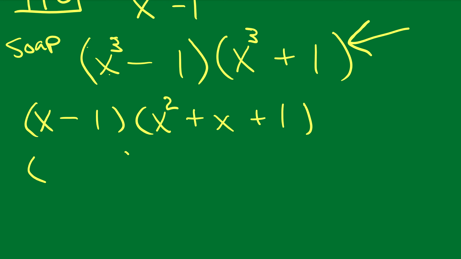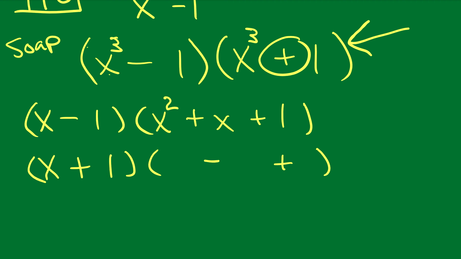I'm going to do the same setup, and what do you think is going to happen here with these signs? Now I'm doing this problem here with a plus sign. So that means I'm going to have a plus sign here, a minus sign here, and a plus sign here because it's always positive. The cube root of x to the third is still x, and the cube root of 1 is 1.